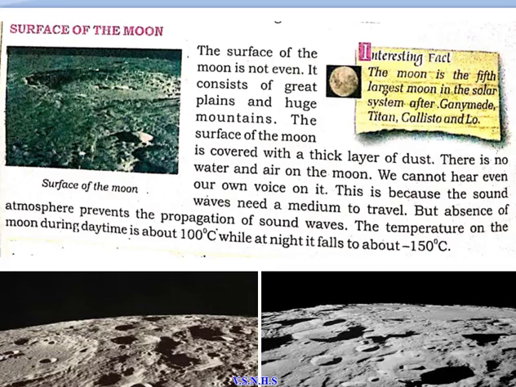Clear? Next, the temperature on the moon during daytime is about 100 degrees Celsius, while at night it falls to about minus 150 degrees Celsius. So you can see that there is a huge difference between the temperature of day and night. During the day, the temperature becomes around 100 degrees Celsius. This is too hot, and this is also the boiling temperature of water. We already learned about it. 100 degrees Celsius is the boiling temperature of pure water, and so at this temperature we can't live.